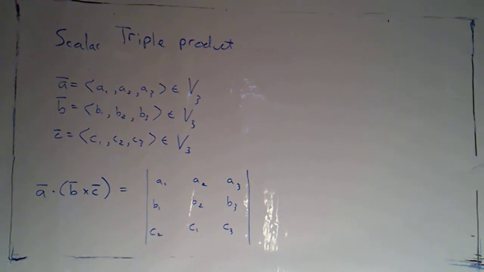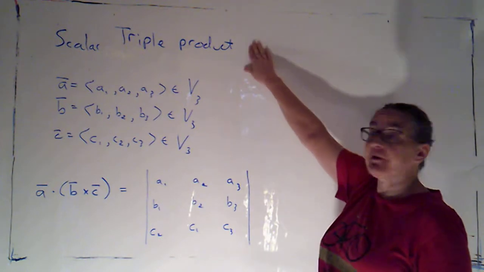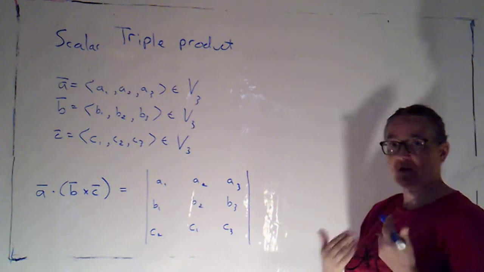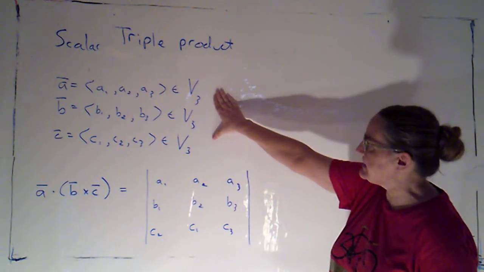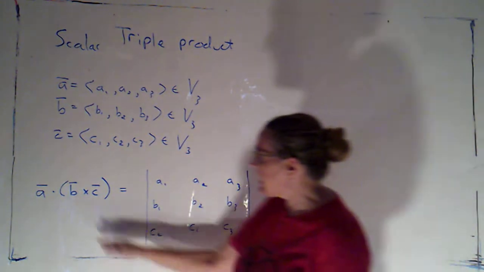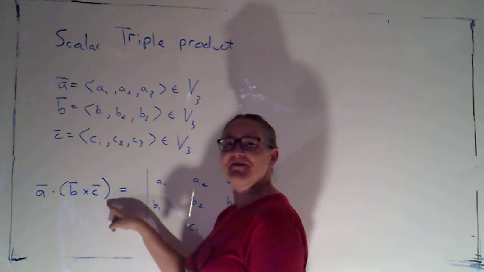In this video, we're going to talk about something called the scalar triple product, which is defined for three vectors in three space. We do need to be in three space because the cross product is going to be part of the definition. So if I have A, B, and C, three vectors in three space, the scalar triple product is defined as the dot product of A with the cross product of B and C.